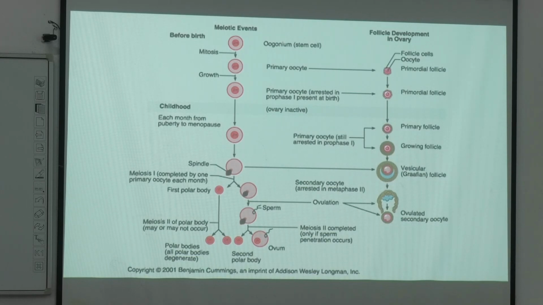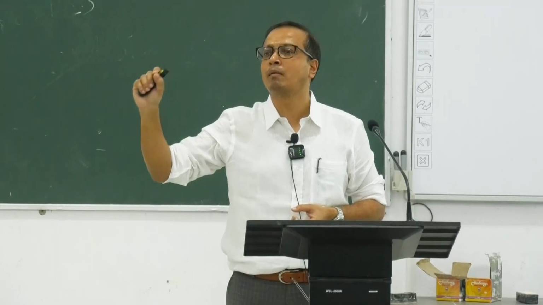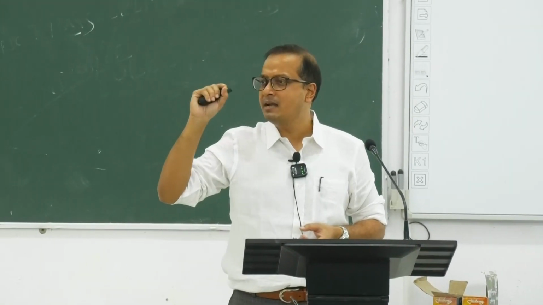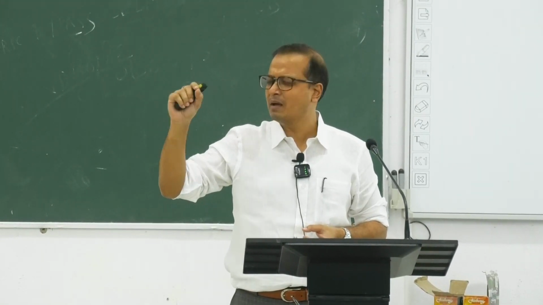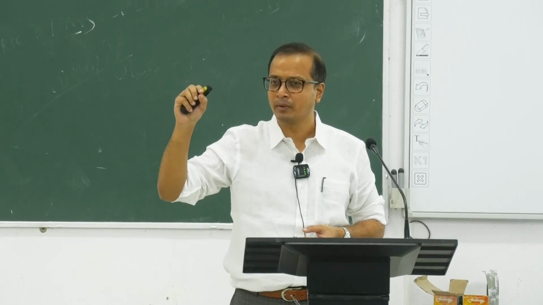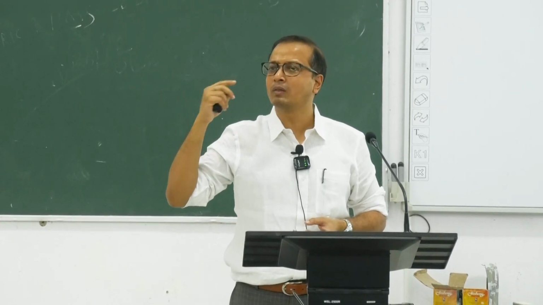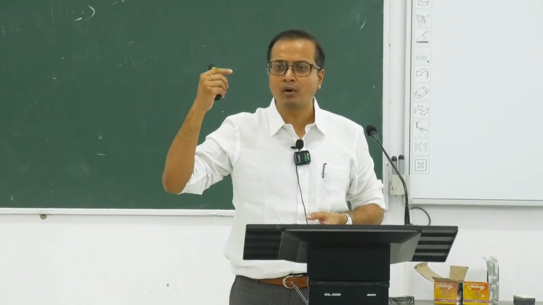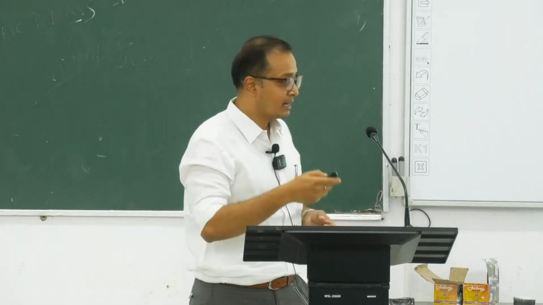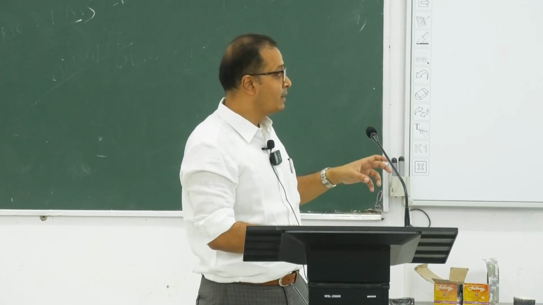The cytoplasm is unequally divided. One of the cells gets the maximum load of cytoplasm, the other gets the least amount. We call this polar body formation, with a scanty amount of nucleus and cytoplasm. That polar body, which we call polar body 1 or the first polar body, disintegrates. And the secondary oocyte, which is the healthier and fleshier one, remains.